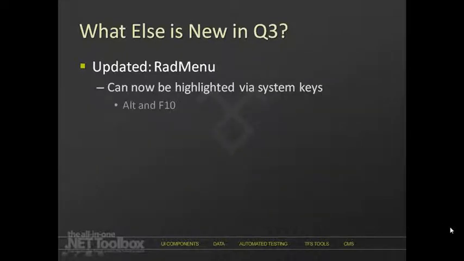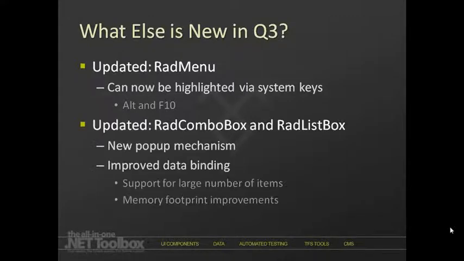The Rad menu has also been updated. It can now be highlighted via the system keys Alt and F10. And the Rad combo box and the Rad list box have been updated as well. Both of them feature the new pop-up mechanism from the Telerik presentation framework, and they both also include improved data binding, which means support for a large number of items. And they both have improved memory footprints due to this as well.